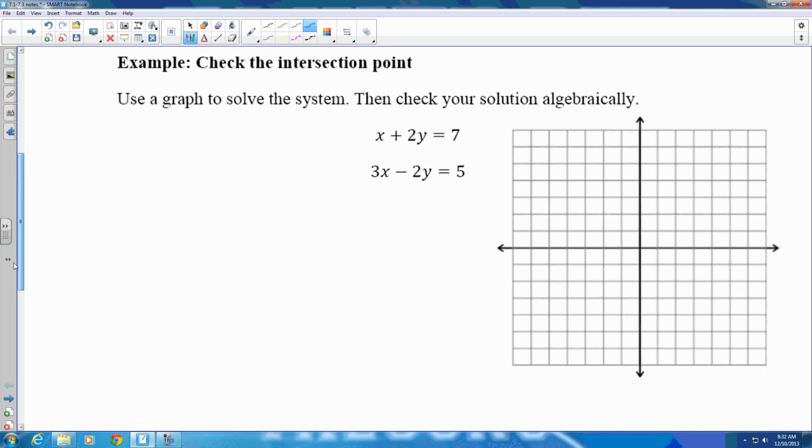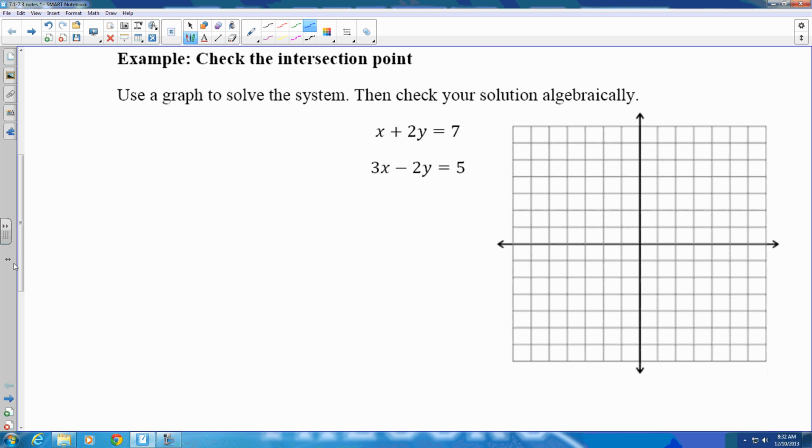So what we're going to do to solve it graphically is graph both equations and then find out where they intersect. The easiest thing to do is to turn everything into slope-intercept form. So I'm going to graph the first one first. I'm going to subtract x from both sides and then divide by 2. So our first equation is negative 1/2 x plus 7/2, or 3.5. So I start at that y-intercept, 3.5, and then I go down 1 over 2.